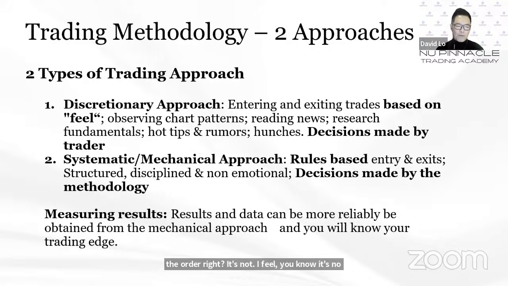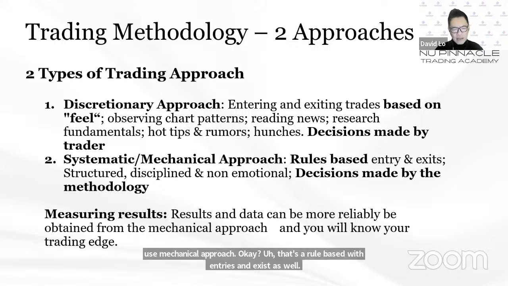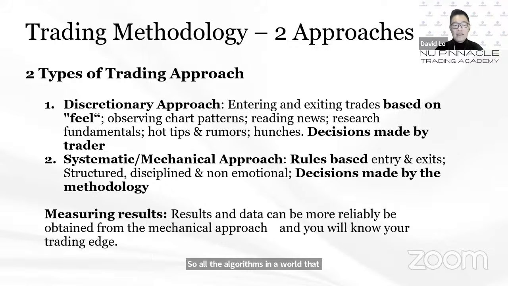For those who are starting out, until you have mastered it, until the mechanics of the system are inside you, then you can use discretionary because it's already inside you. For those starting out, I highly recommend that you use a mechanical approach, that's rule-based with entries and exits as well. All the algorithms in the world that are programmed to do trades automatically are mechanical systems. They have rules and instructions to follow to execute the strategy. I would highly recommend that you look at a systematic, mechanical approach to trading.